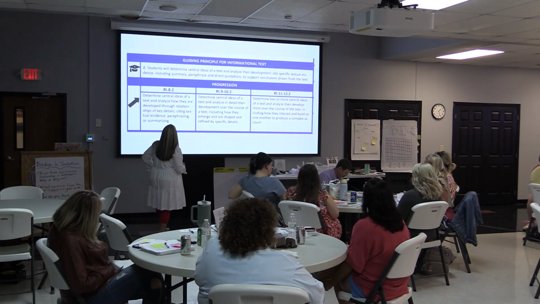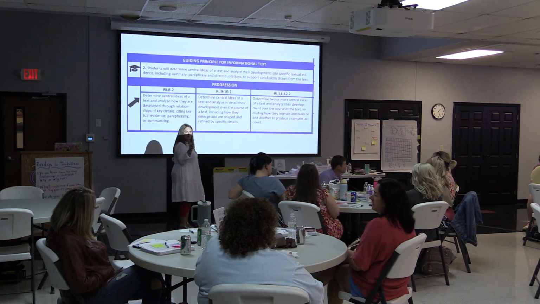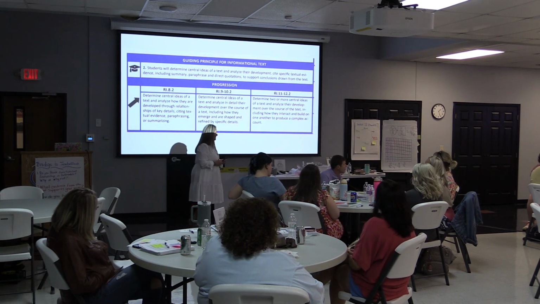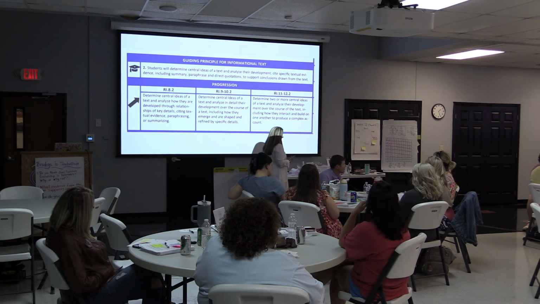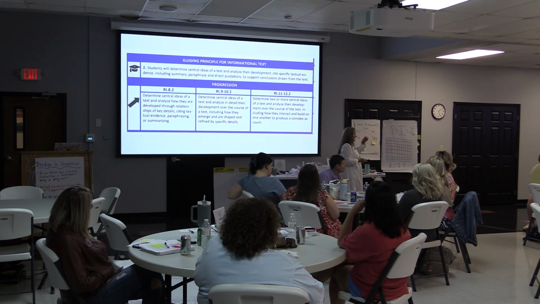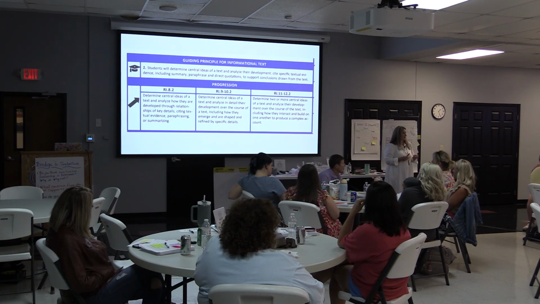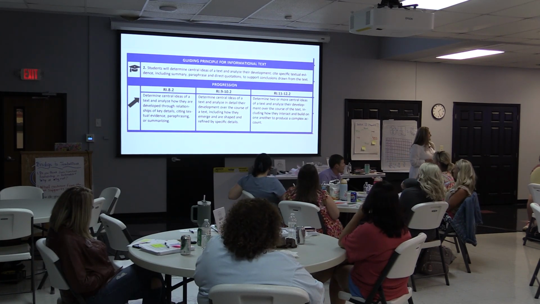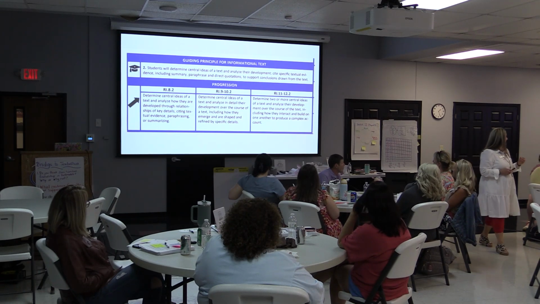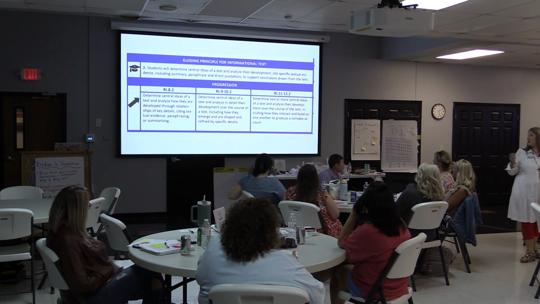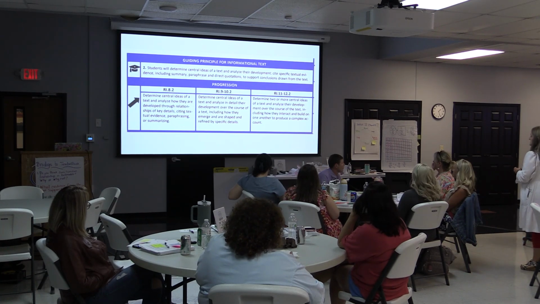So let's do a practice. All right, and I think a lot of people here were high school, so I selected a high school example. So here's the standard. Students have to determine a central idea of a text. And they analyze that development. And they cite specific textual evidence. And they have to have a summary, paraphrase, and direct quotations to support.